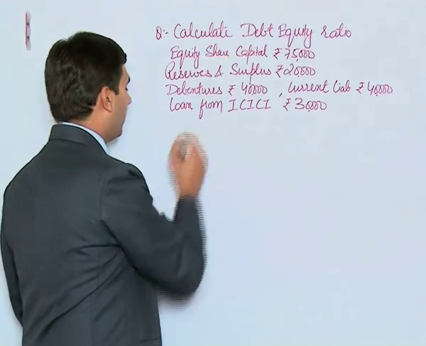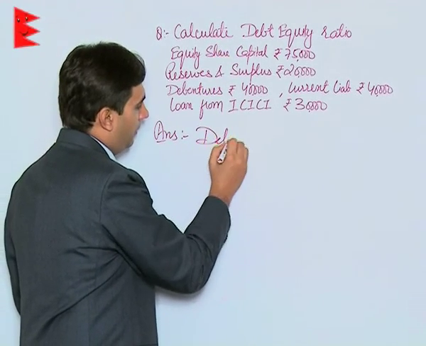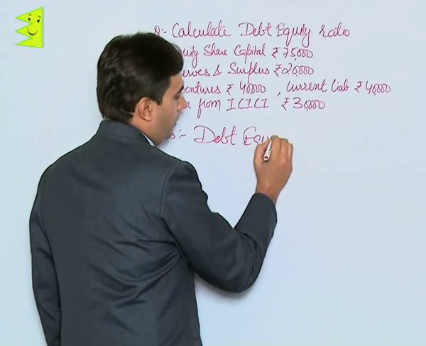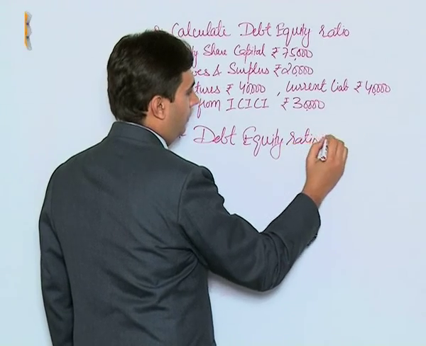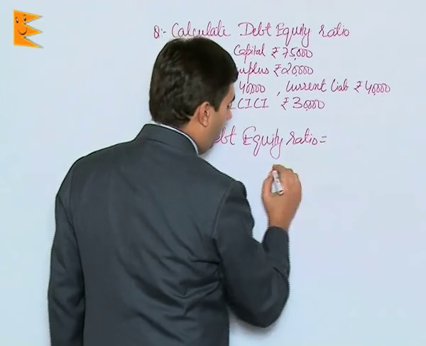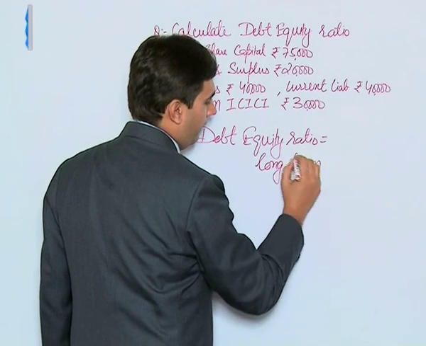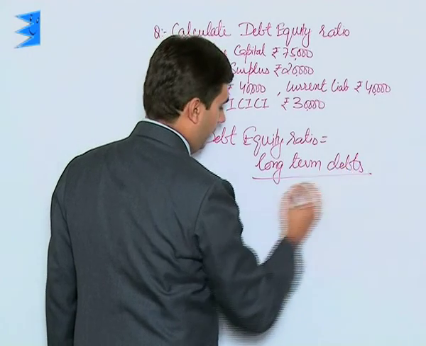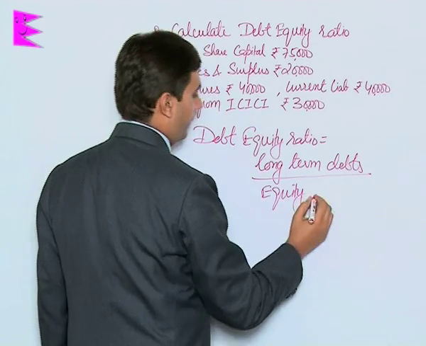Now coming to the formula for debt equity ratio. Debt equity ratio is equal to long-term debts upon equity or shareholders' funds.